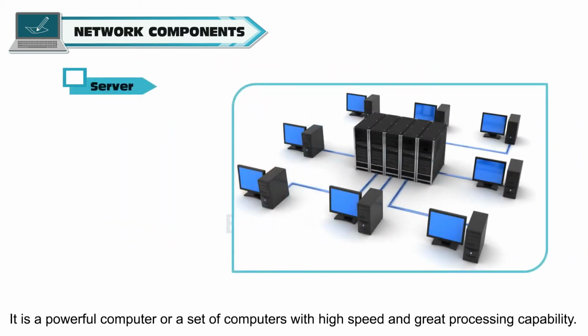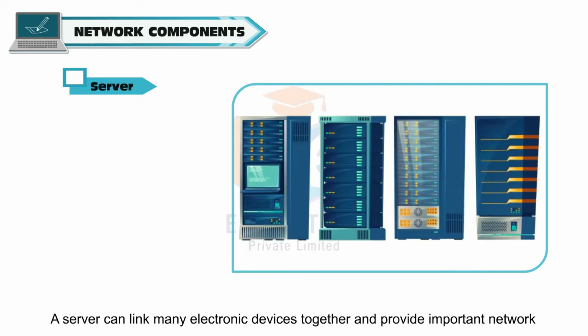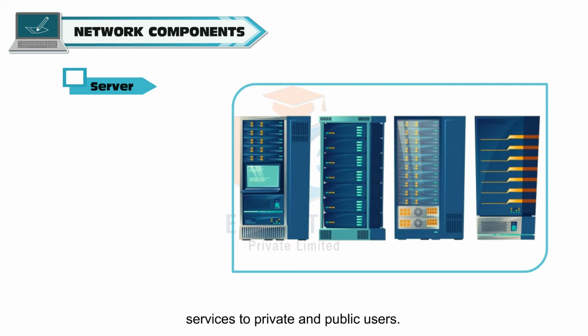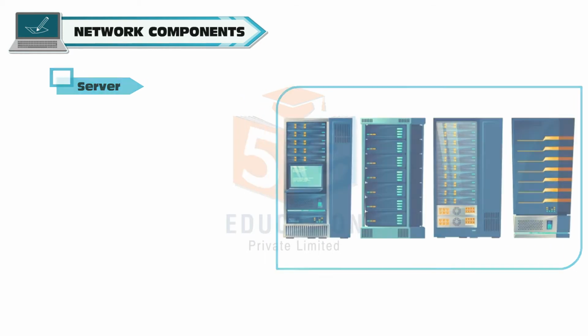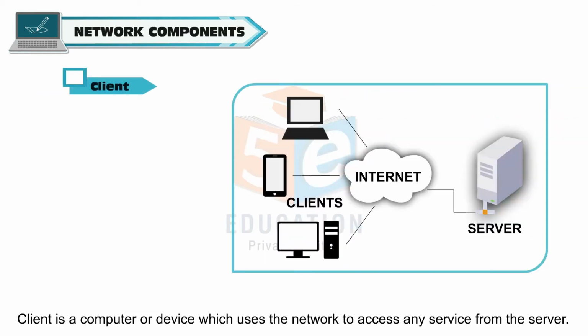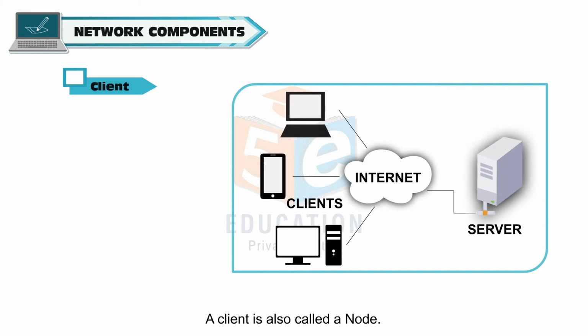Network components. Every network includes these components to form a computer network. Server. It is a powerful computer or a set of computers with high speed and great processing capability. A server can link many electronic devices together and provide important network services to private and public users. Client. Client is a computer or device which uses the network to access any service from the server. A client is also called a node.